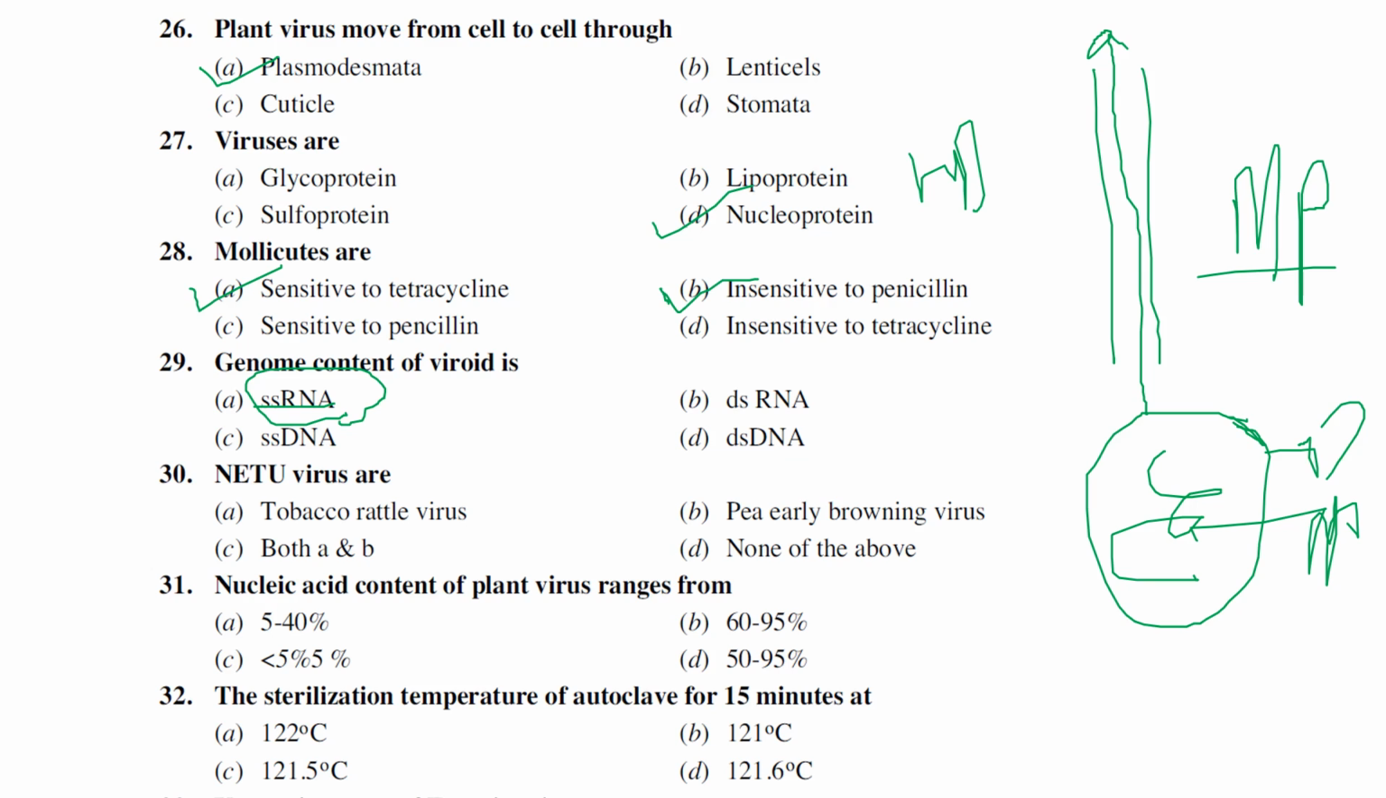The next one: NEPO viruses are. Generally, these viruses are transmitted through nematodes. I actually forgot what NEPO stands for, some kind of nuclear polyhedral thing. These NEPO viruses are generally tobacco rattle virus, pea early browning virus, both A and B, and none of the above.